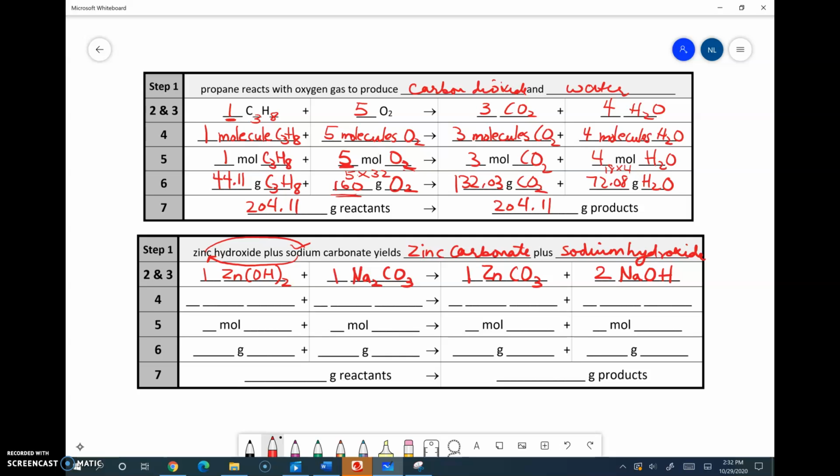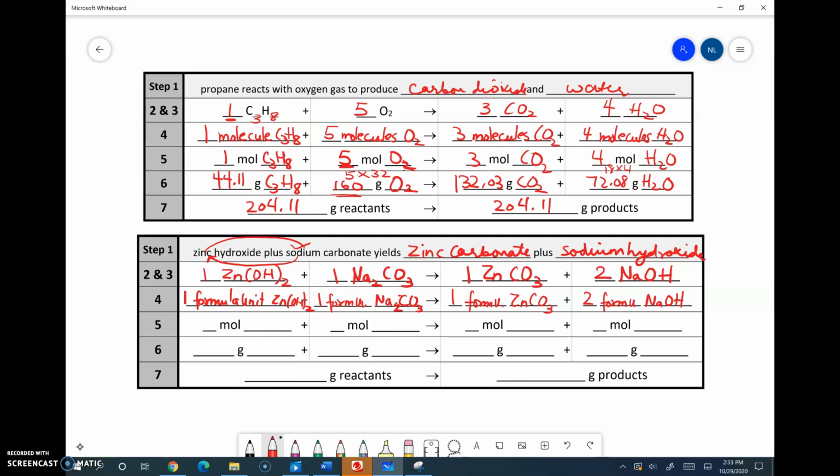So now we need to write, the way step 4 says, either how many atoms, molecules, or formula units you have of each. Remember, I told you for ionic, the term formula unit is going to be used. So you are going to put down 1 formula unit of Zn(OH)2. And then 1 formula unit of Na2CO3, and then 1 formula unit of ZnCO3, 2 formula units of NaOH.